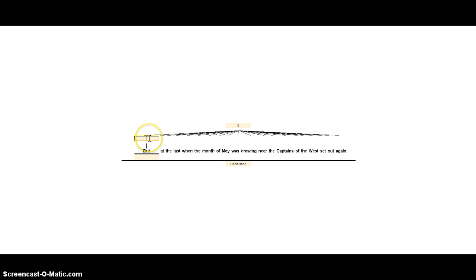So let's get started. The first part of the sentence is, "But at the last, when the month of May was drawing near, the captains of the West set out again." This is its own individual sentence, and it is a declaration, so we'll go ahead and start by labeling it as a sentence and declaration. Now this starts with a coordinating conjunction, which is interesting because in the book this is the start of a brand new paragraph. So it is referencing the previous paragraph by using a coordinating conjunction, which you don't always see. That's just an interesting point.